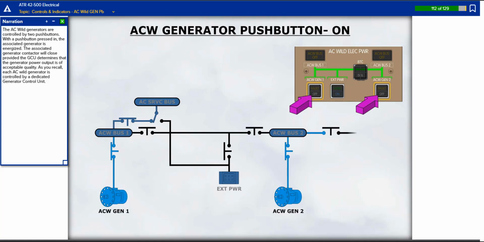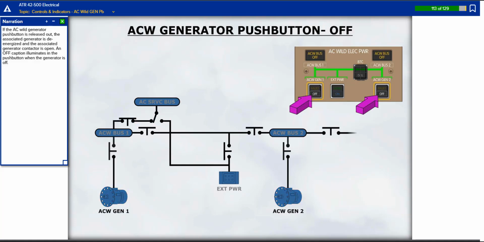As you recall, each AC Wild generator is controlled by a dedicated GCU. If the AC Wild generator push button is released out, the associated generator is de-energized, and the associated generator contactor is open. An off caption illuminates in the push button when the generator is off.